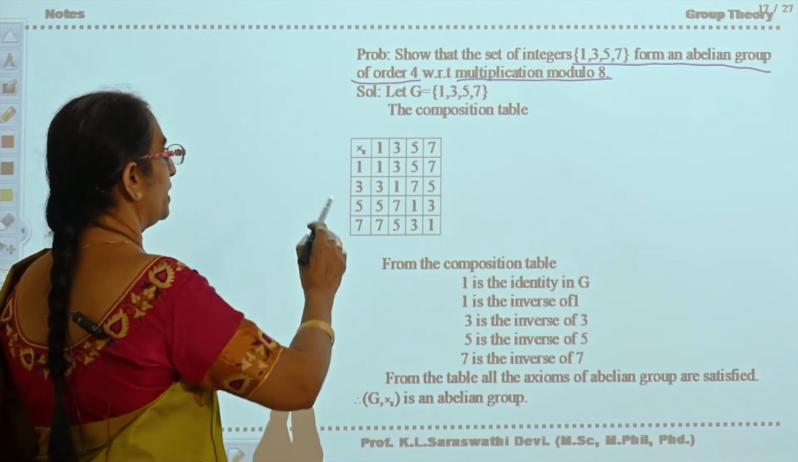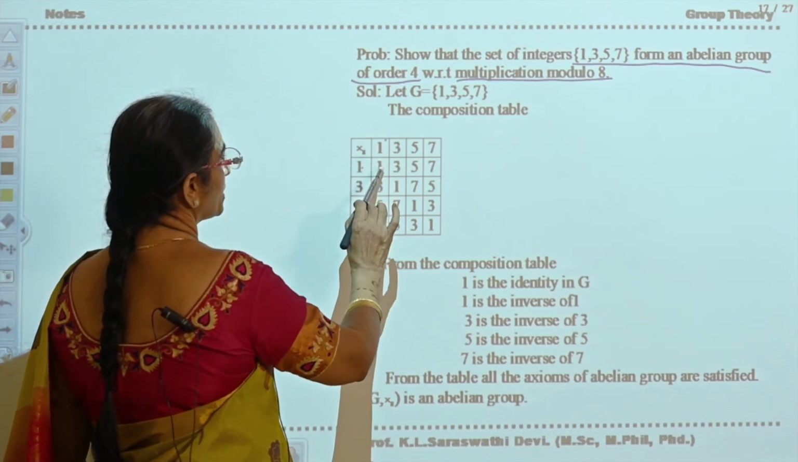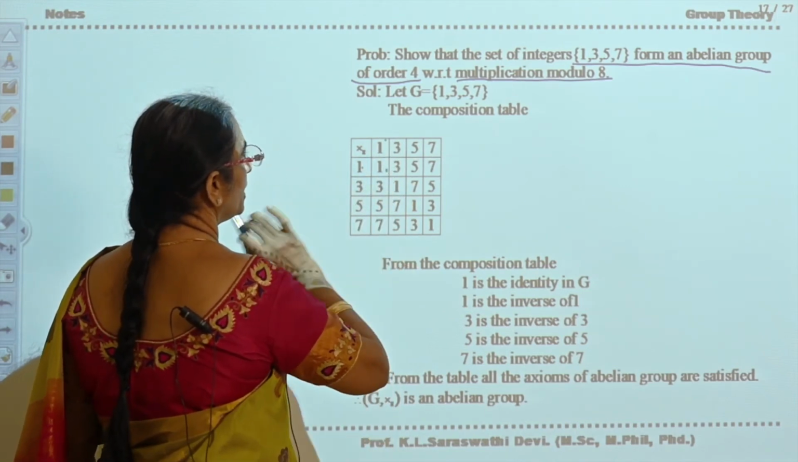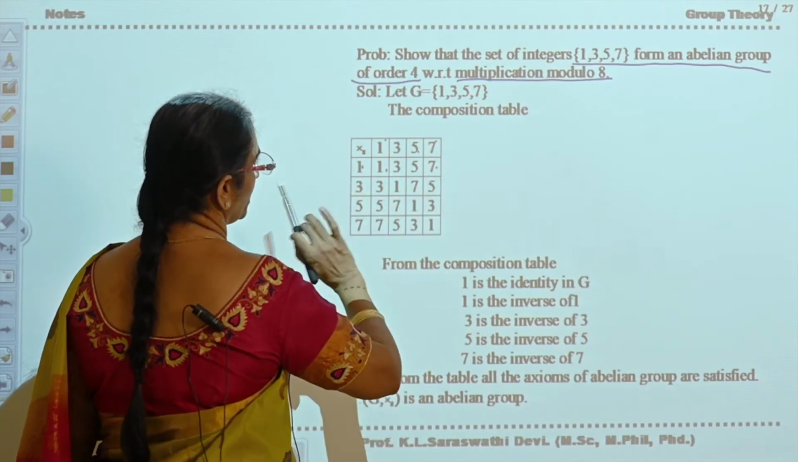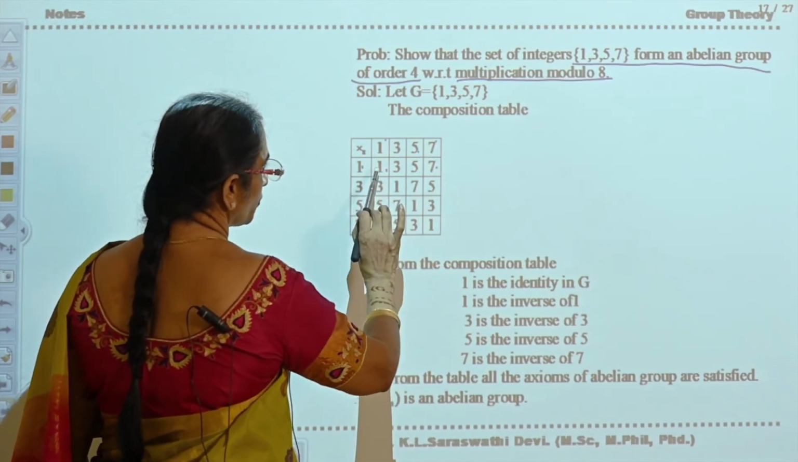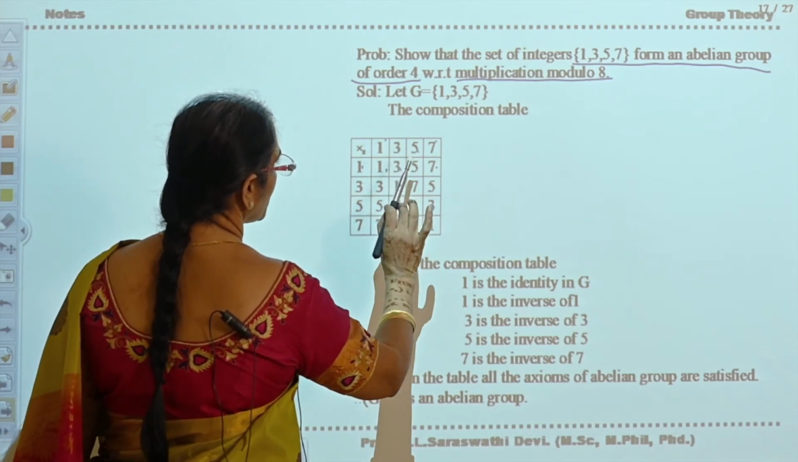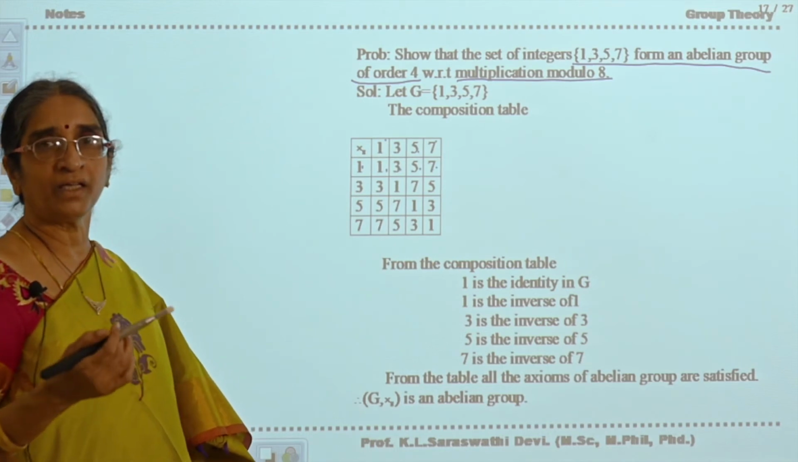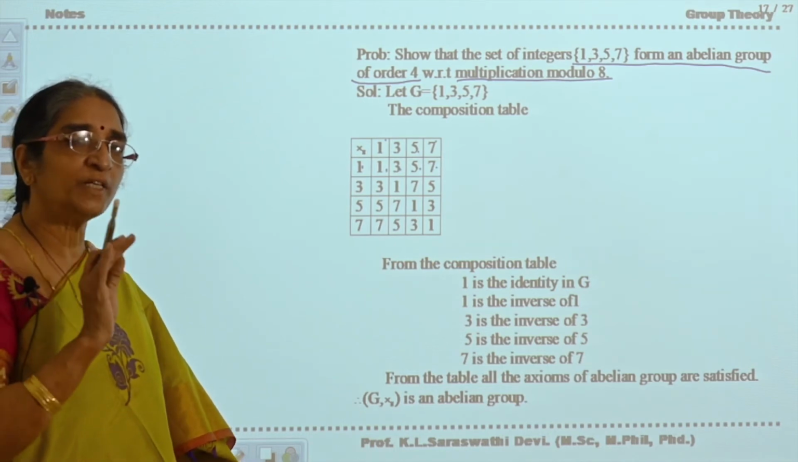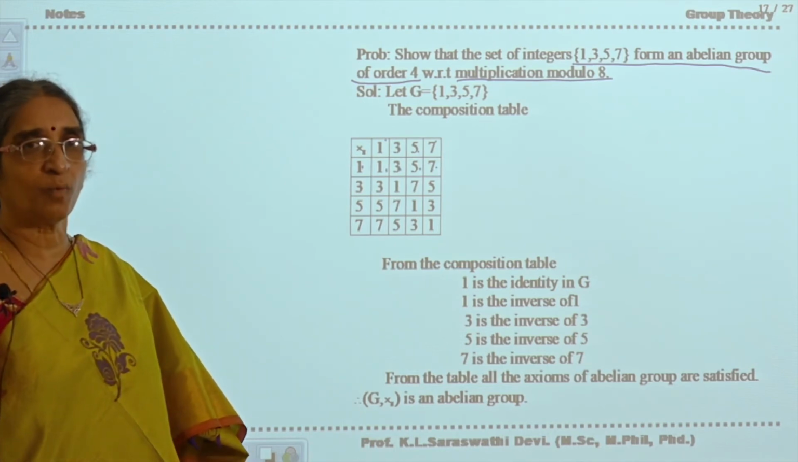Okay, write like that. Now 1 into 1 is less than 8, 1. 1 into 3, 3. 1 into 5, 5. 1 into 7, 7, less than 8. So these are all less than 8. Therefore, if the product is less than 8, then you write that term itself as the multiplication modulo value.